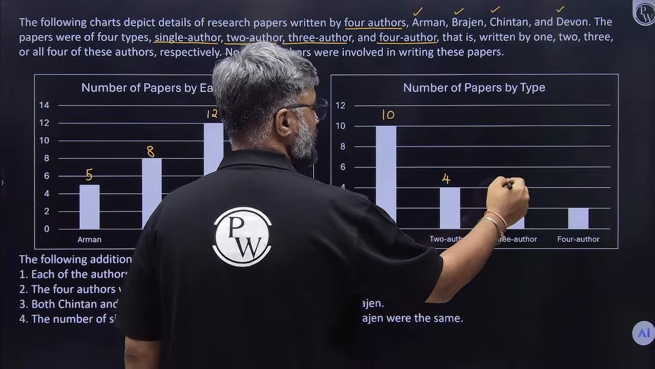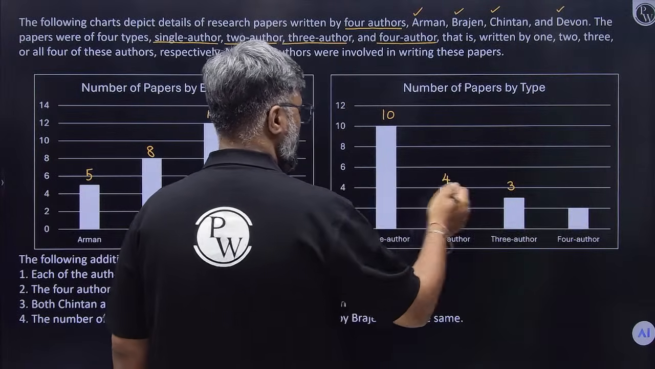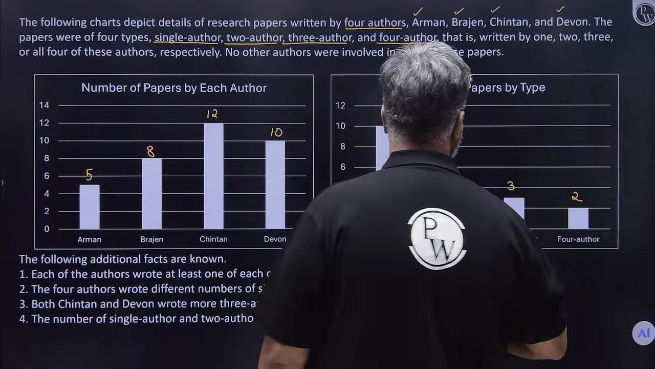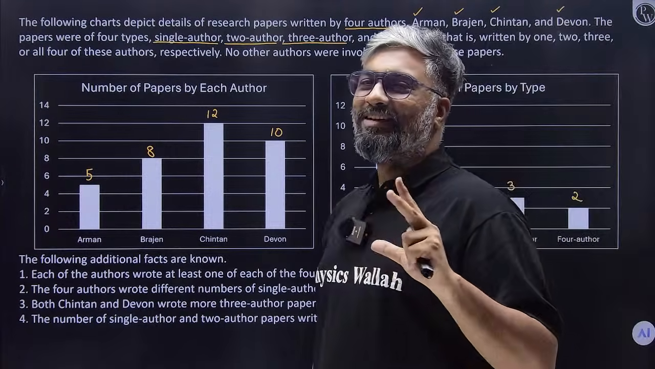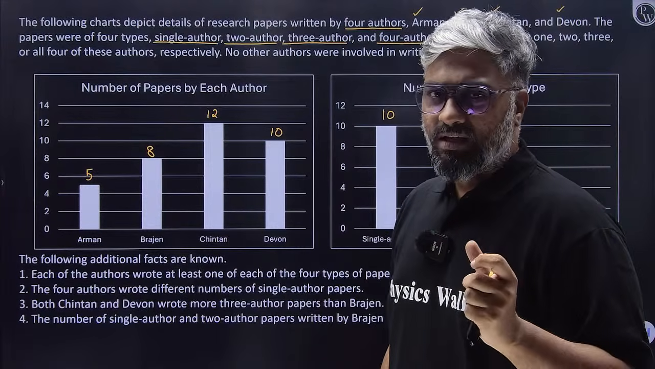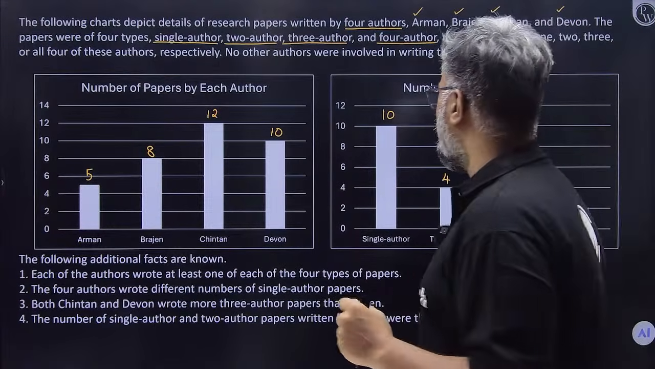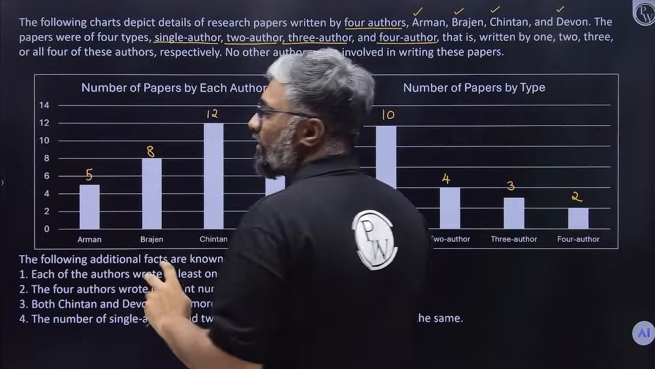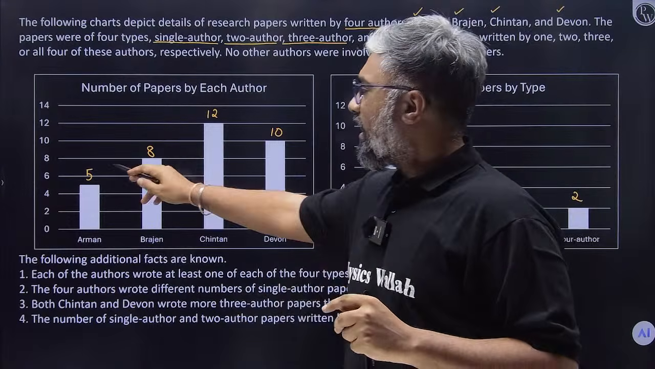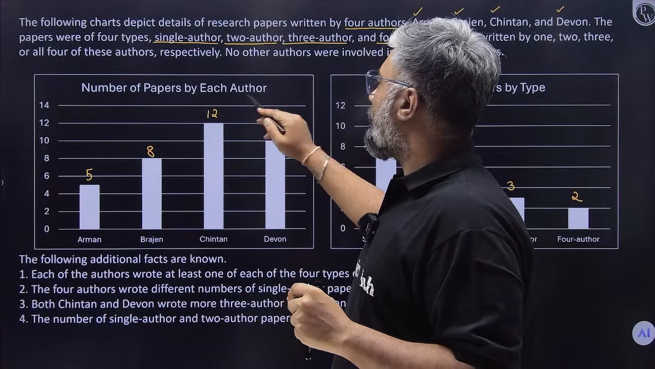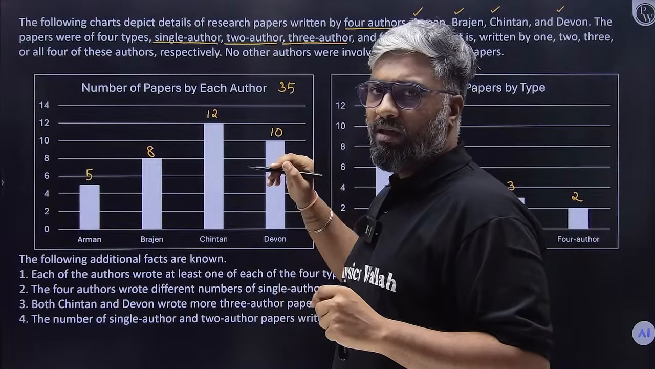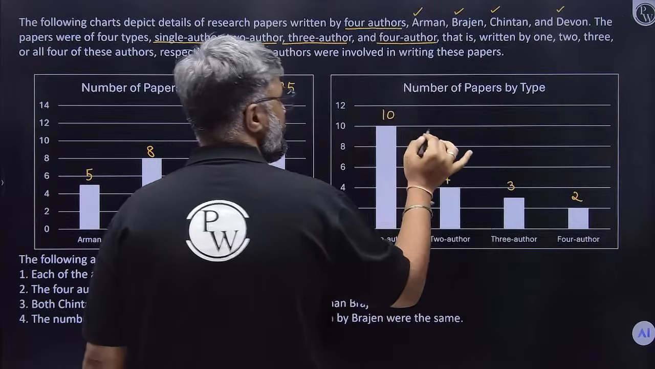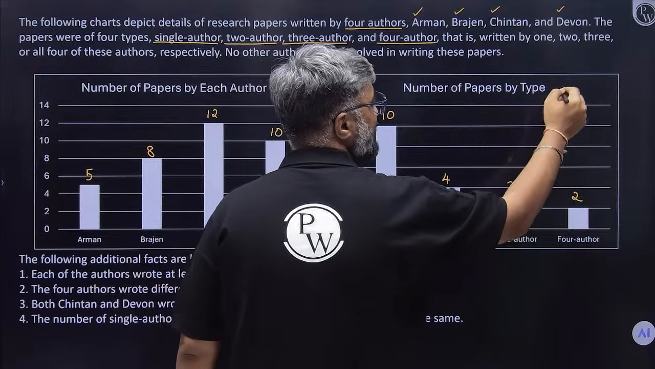3 author papers were 3 and 4 author papers were 2. Alright. Now this is where it gets a little bit tricky. Yeah, what's the tricky part here? Real simple. Here, if I were to add them up, 5 plus 8, 13, 25, 35, I am getting the sum as 35. Yes.